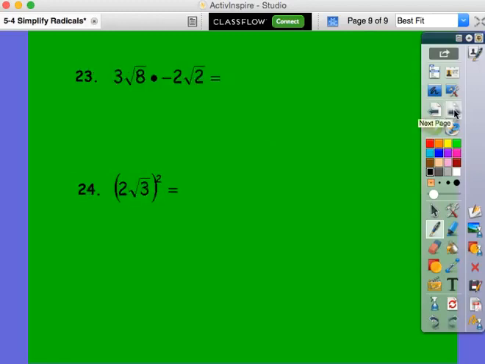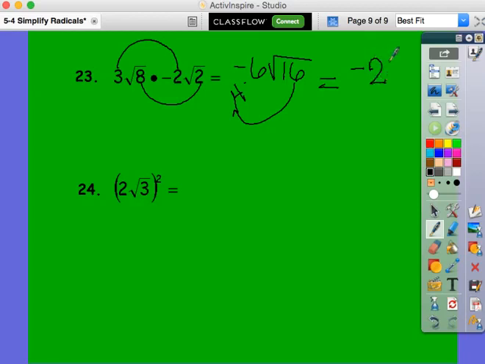Okay, now if we have numbers in the front, we're just going to multiply those together first. So 3 times negative 2 is negative 6. Square root of 8 times 2 is 16. Now let's simplify that. Square root of 16, we know what that is. 4. Comes out as a 4. Oh, there's already a negative 6 out there. What do I do? I multiply them. We've talked about that already. So my answer is negative 24.